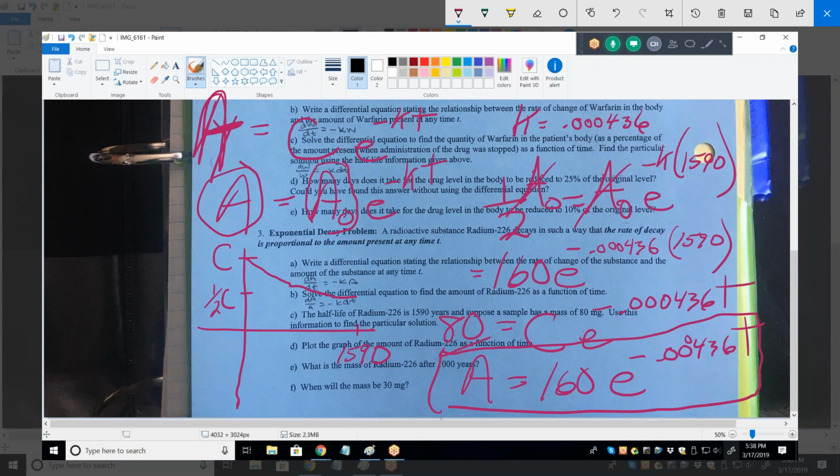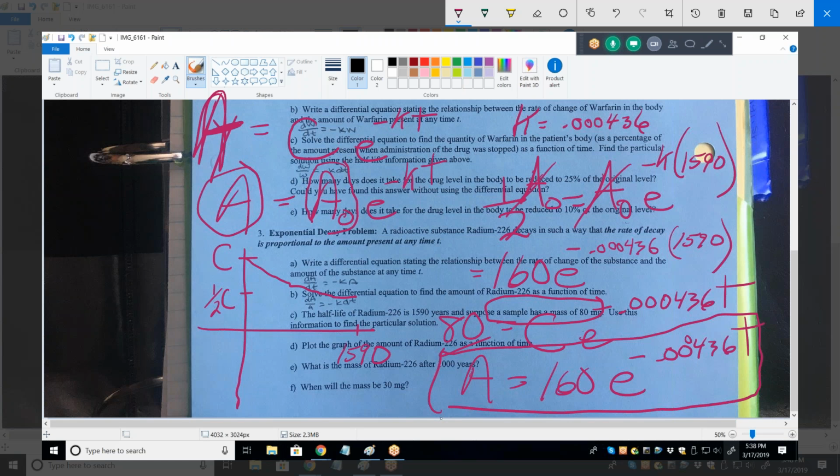Still don't get how you can solve for C. I don't. For some reason, this does not seem to me like enough information to solve for C. Can't be. Because what if you waited another 1590 years? Your mass would now be 40, right? That wouldn't allow you to solve for C. I might be missing something here.